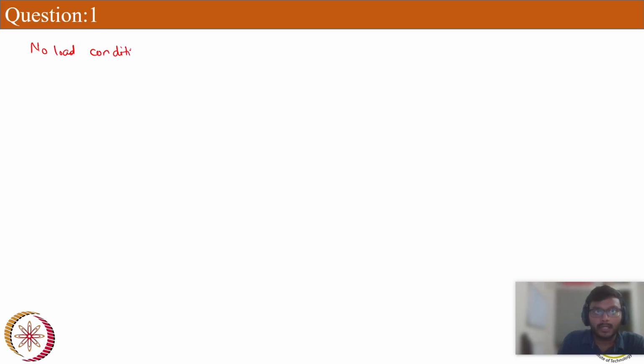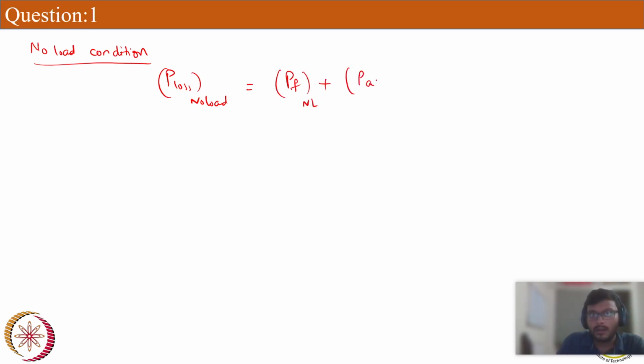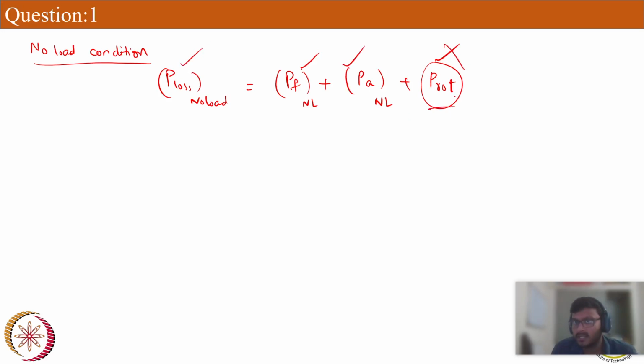For the no load condition I am writing: P loss at no load is equal to my copper loss in the field winding under no load condition, plus my armature copper loss at no load condition, plus rotational losses. The rotational losses will be constant at load or no load. That's why if we can calculate these three, we can calculate the rotational losses here, and then we can proceed with the calculation.